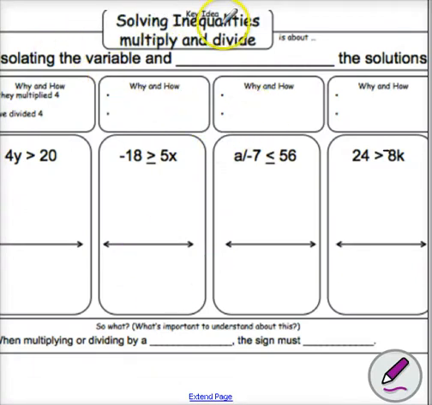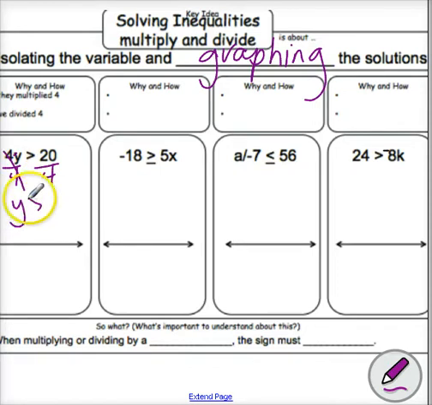So solving inequalities involves isolating the variable and graphing the solutions. So in example 1, they are multiplying by 4, so to undo that, we are going to divide by 4. The 4's cancel. I have y is greater than 20 divided by 4 is 5. Now I didn't have any negatives, so I don't have to worry about changing my sign. This is my answer. Y can be anything bigger than 5.